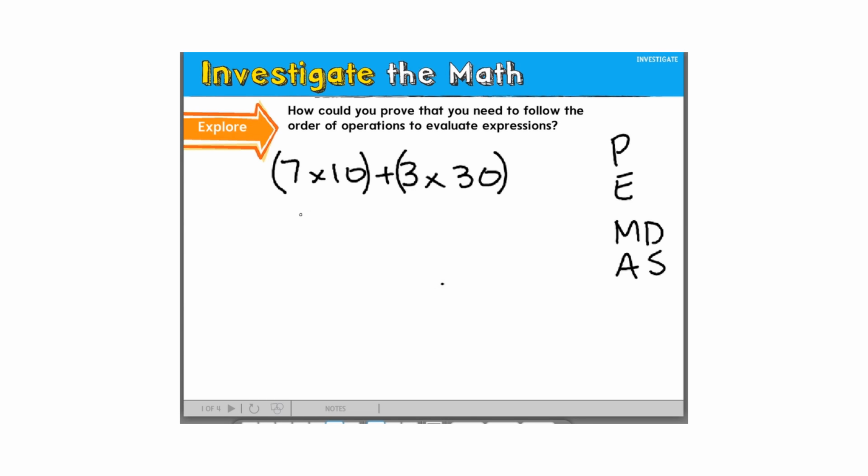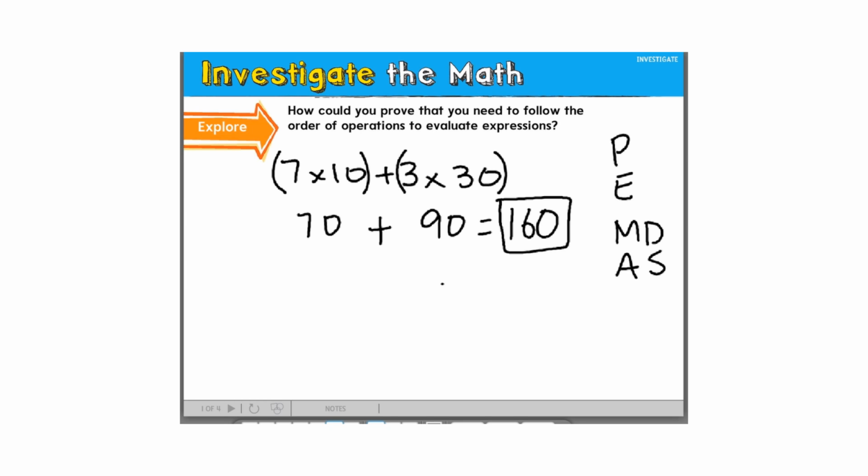So 7 times 10 is 70. 3 times 30 is 90. And then if we add that together, we would get 160, right? So do you see how adding the parentheses helped us to figure this one out? So even though it didn't have parentheses in it, we added them in to make sure that we did everything in the right way.